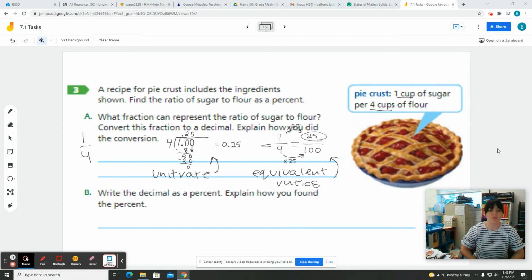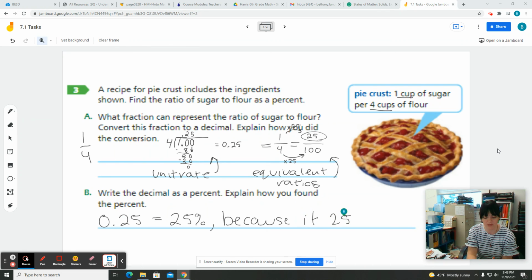Okay, part B is write the decimal as a percent and explain how you found the percent. Okay, so we're going to write our decimal as a percent. So 0.25 equals, well, what percentage would it be? 25%. Okay. And this is because it is 25 out of 100. Okay. There we go.